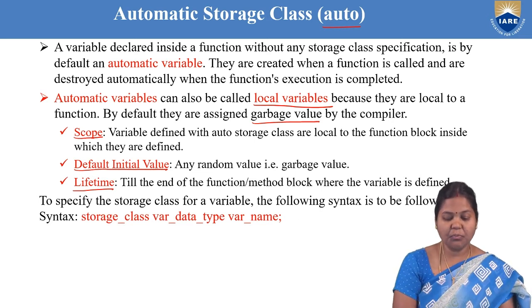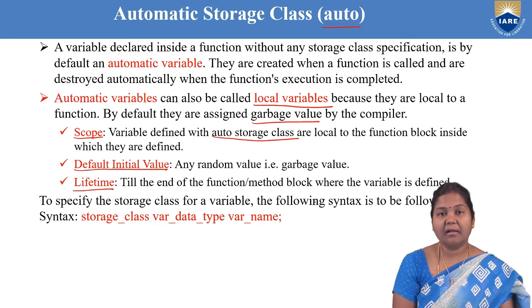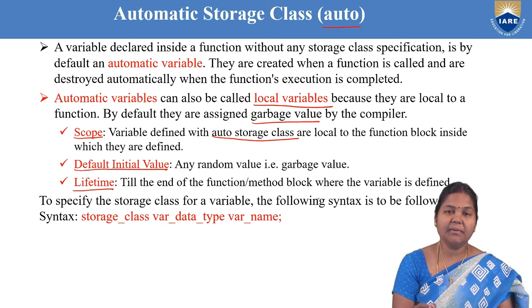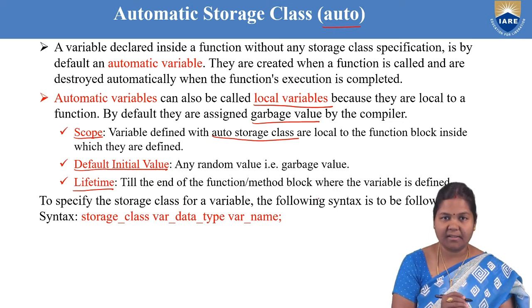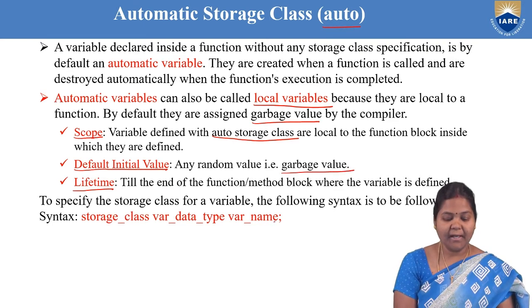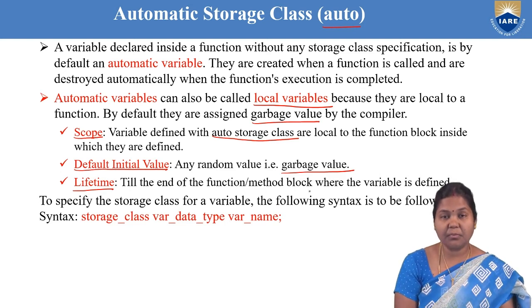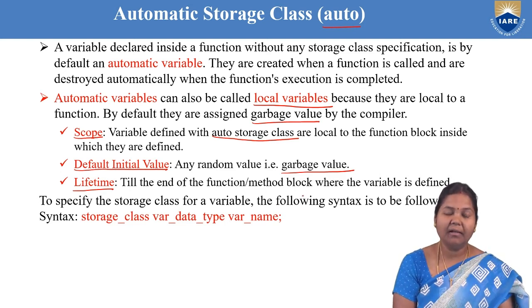Coming to scope, the variables which are defined as automatic storage class are local to the function in which they are defined. So the scope is limited to the function itself. Then the default initial value is any random value, which we call the garbage value. And the lifetime is till that function, method or block in which the variable is defined exists. So its scope and lifetime are limited to the function itself.